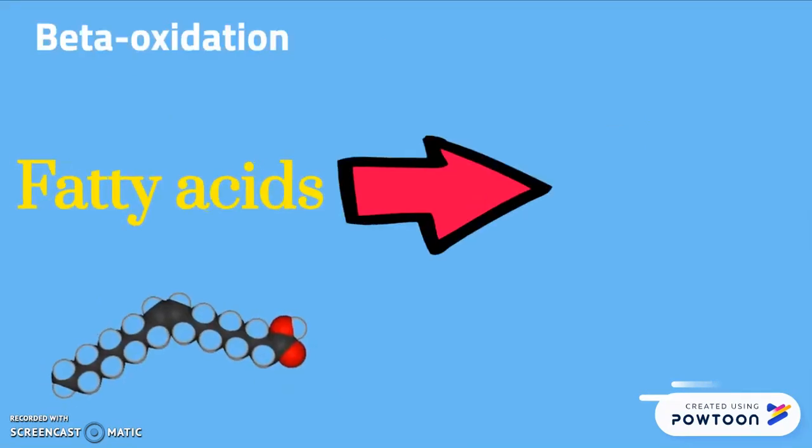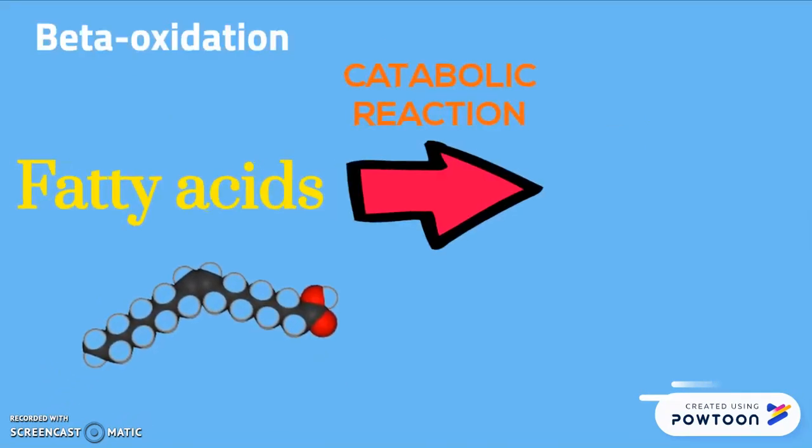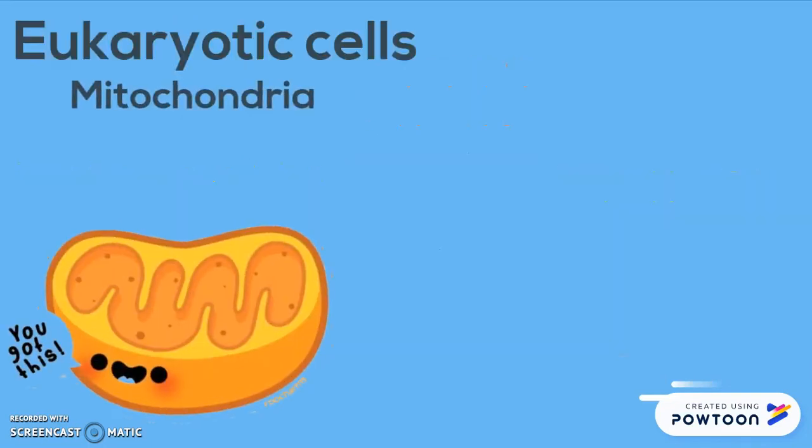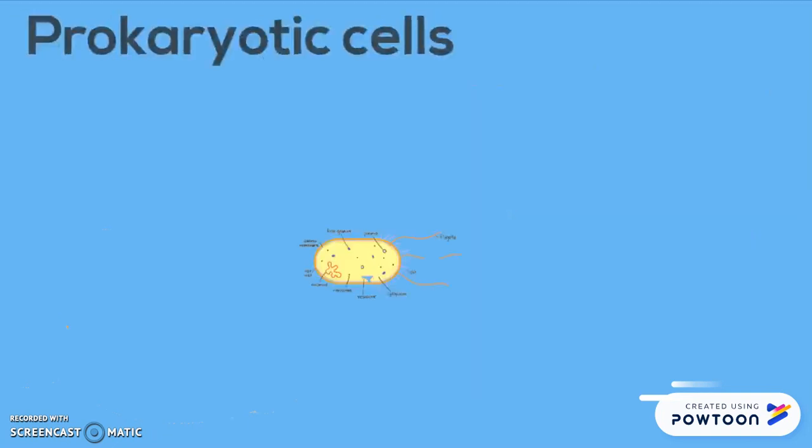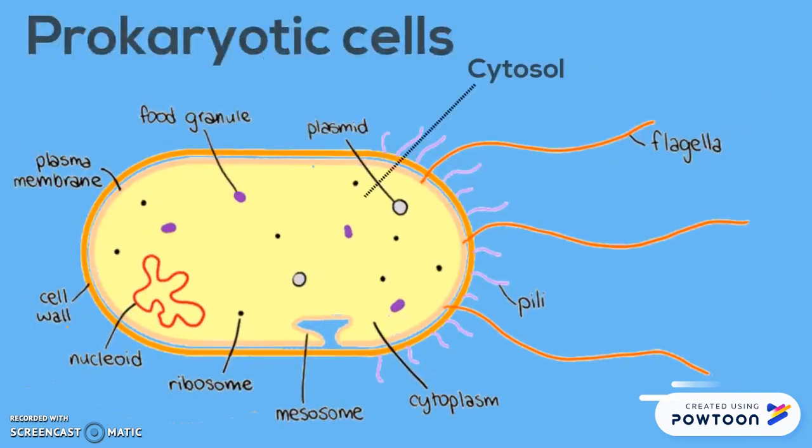Beta oxidation of fatty acid is a catabolic process that involves several steps where fatty acids are broken down to produce energy. It takes place in the mitochondrial matrix of eukaryotic cells. However, when the chain of fatty acids are too long to enter the mitochondria, it can also take place in the peroxisome. In prokaryotic cells, beta oxidation takes place in the cytosol.